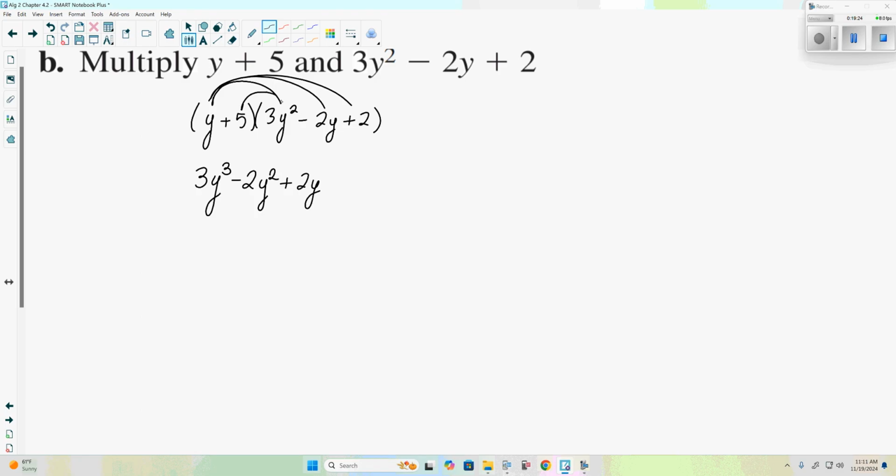Then we'll do the same thing with our 5. 5 times 3y squared is going to be plus 15y squared. 5 times negative 2y is going to be negative 10y. And lastly, 5 times 2 is going to be plus 10.